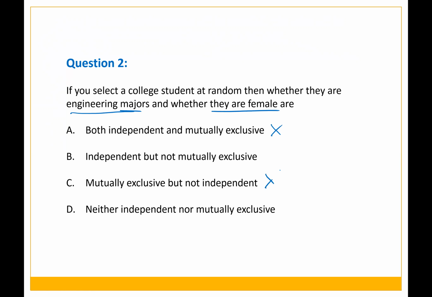Now let's look at B and D. Are they independent? Technically, for every single major, male and female are independent in the chance of being in that major. And so the major and the gender technically don't have anything to do with one another. However, in reality, let's consider this.